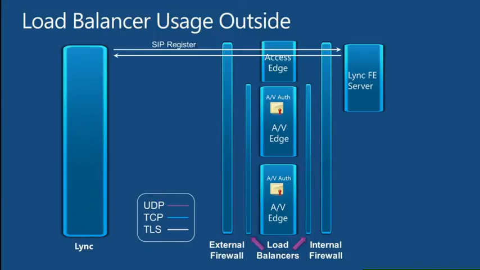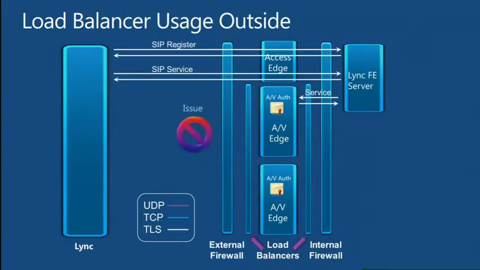So let's just see an example. The user signs in and gets the credentials from one of the Edge servers. And now there is some issue. The Edge server is down. So the next time the user wants to do a call, it will still send the request to one of the Edge servers in the pool, and now it's load balanced. No matter if you use hardware load balancing or DNS load balancing, the user is load balanced to a different AV Edge server.